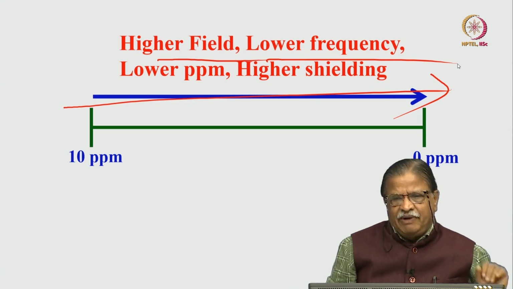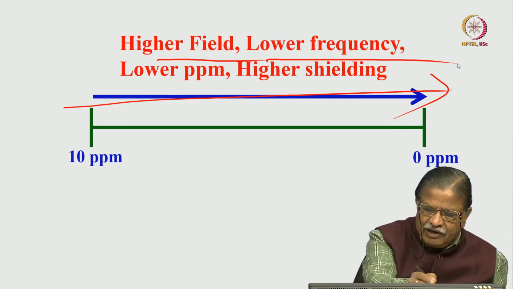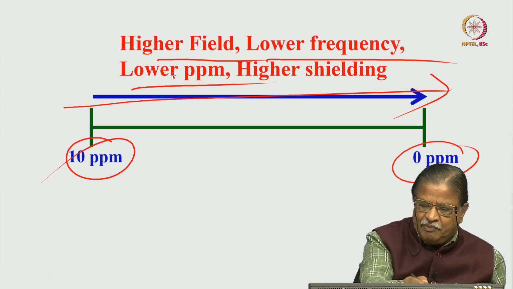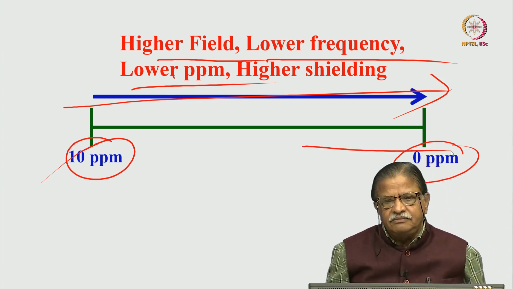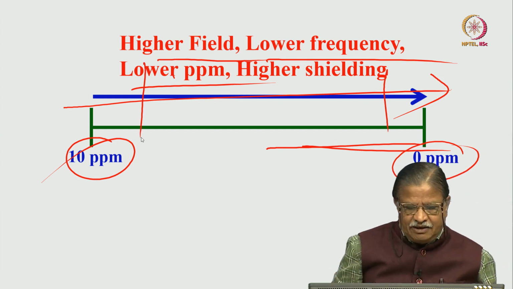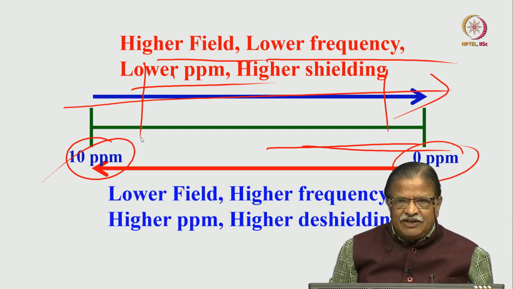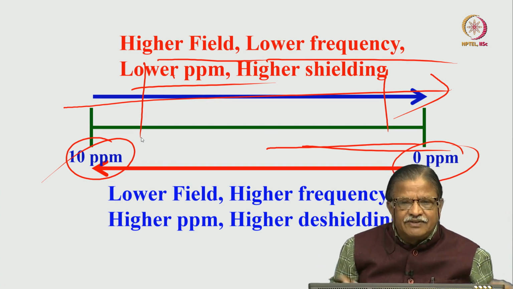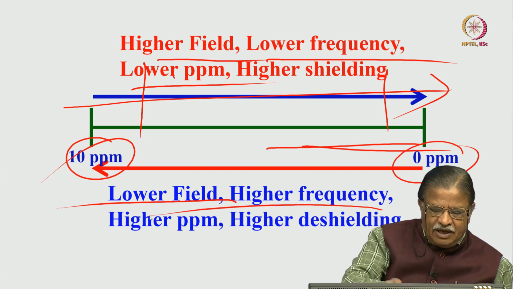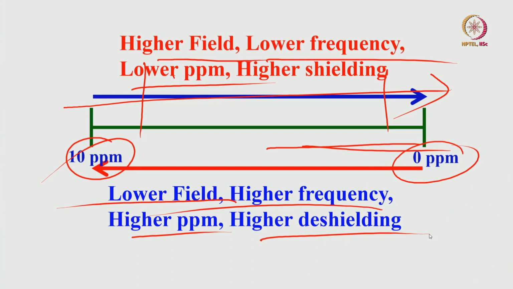That is what I said in the previous slide about the confusing terminology. Also we can say lower ppm: higher ppm is here, and when it comes towards 0, that means lower ppm. Higher shielding: if you see a peak here, it is more shielded, and if you see a peak here, it is less shielded. As you go from left to right, these are the terminologies used. What happens if you come from right to left? Everything is reversed. We have a lower field, higher frequency, higher ppm and higher deshielding. These are the terminologies used in the books.